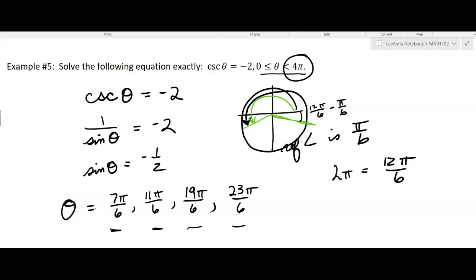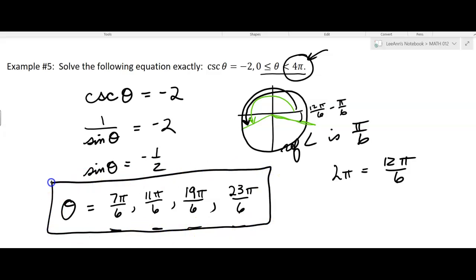And what are we doing? We're going by the directions. Why did they want us to go to 4 pi? We don't really know. It was just in the directions that the domain would be from 0 to 4 pi. So theta is equal to those 4 angles. And I guess I can put a box around it. And those would be the solutions this time. Okay?